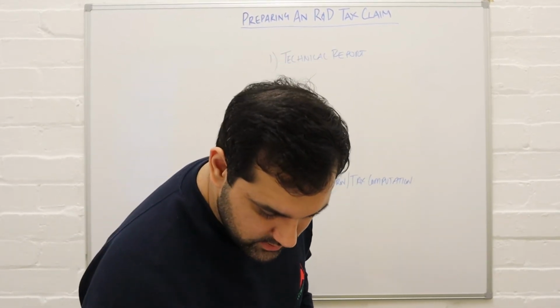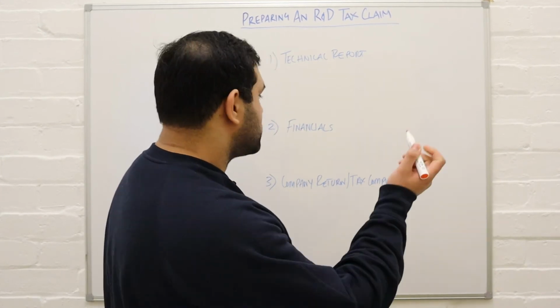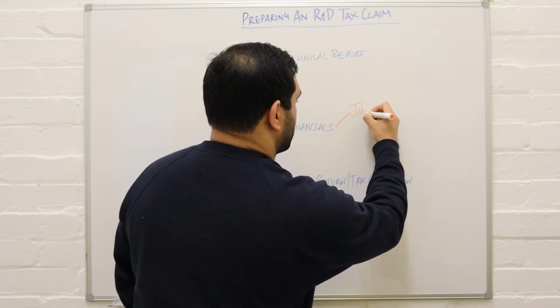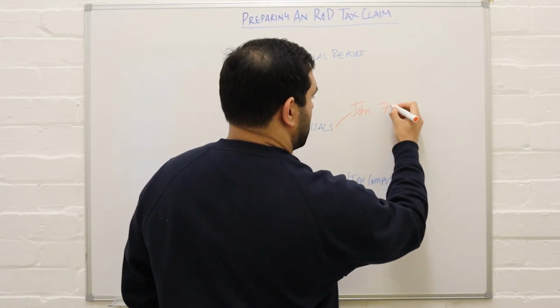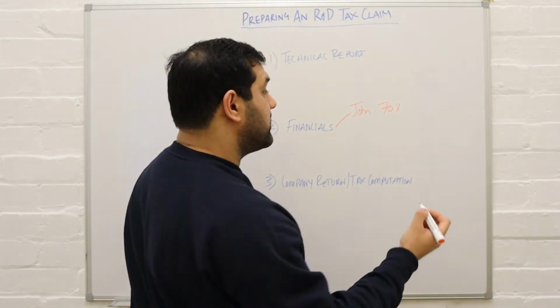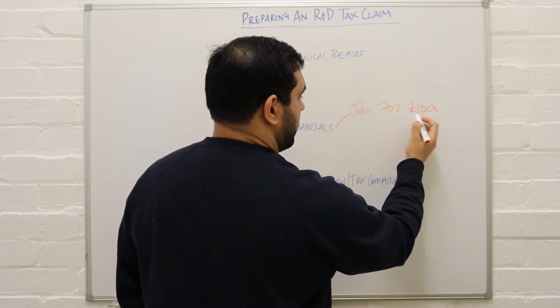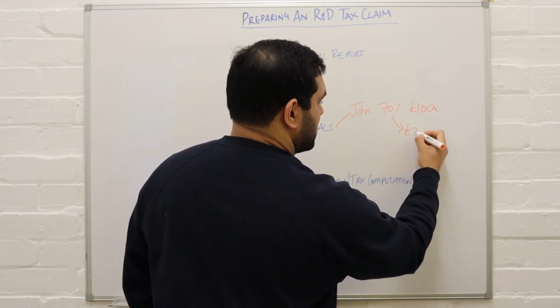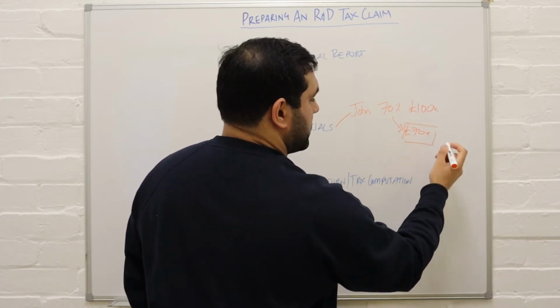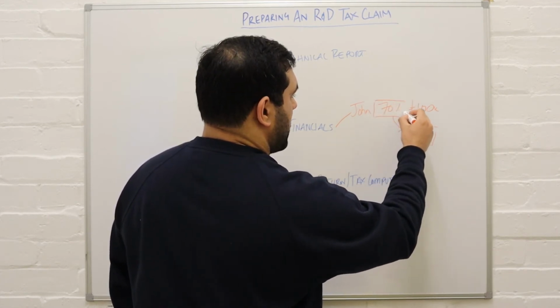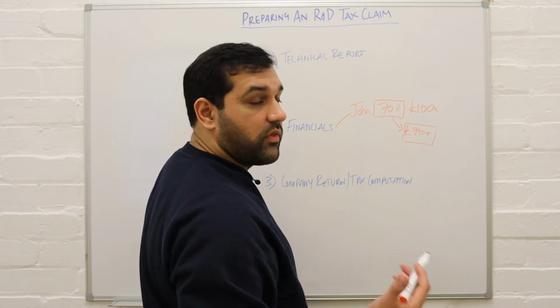For staff costs, I'd add a bit more detail. So let's say if you've got staff costs to include, you've got a gentleman called John. 70% of his time is involved in R&D. His salary is 100k. So 70% of 100k would obviously be 70k, which we include in the R&D tax relief claim. What we need to do is justify why 70% of his time was spent on the project.